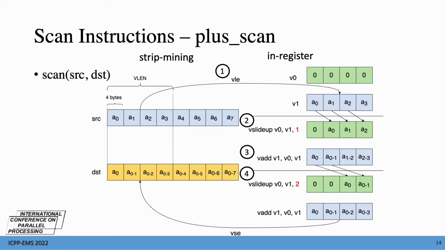Then we do another iteration. This time, we slide up the vector by 2 offset, and we add the 2 vectors together again. Now the result vector is the inclusive scan vector. Finally, we store the result back to the destination vector. It is worth noting that we need to pass the last value of a strip mining iteration to the next iteration as the carry value to accumulate the prefix sum.